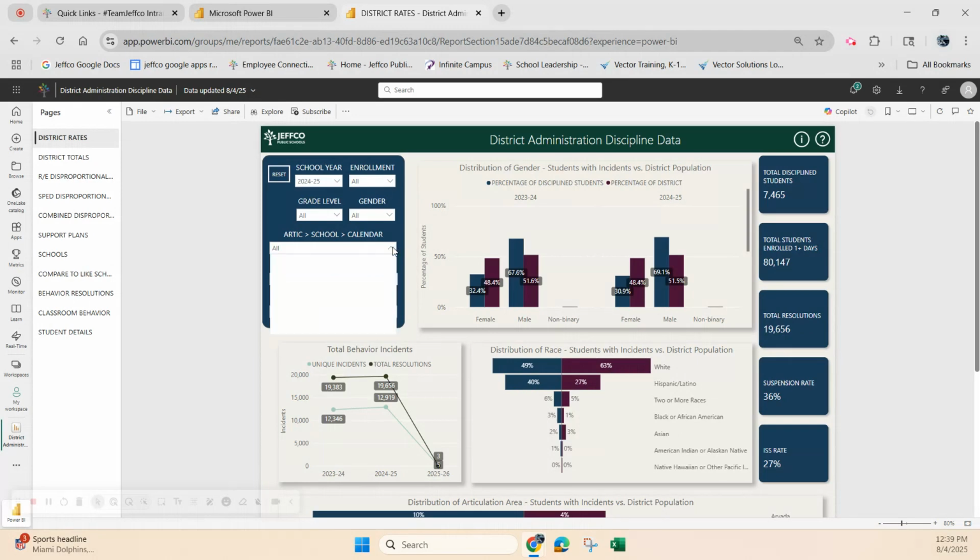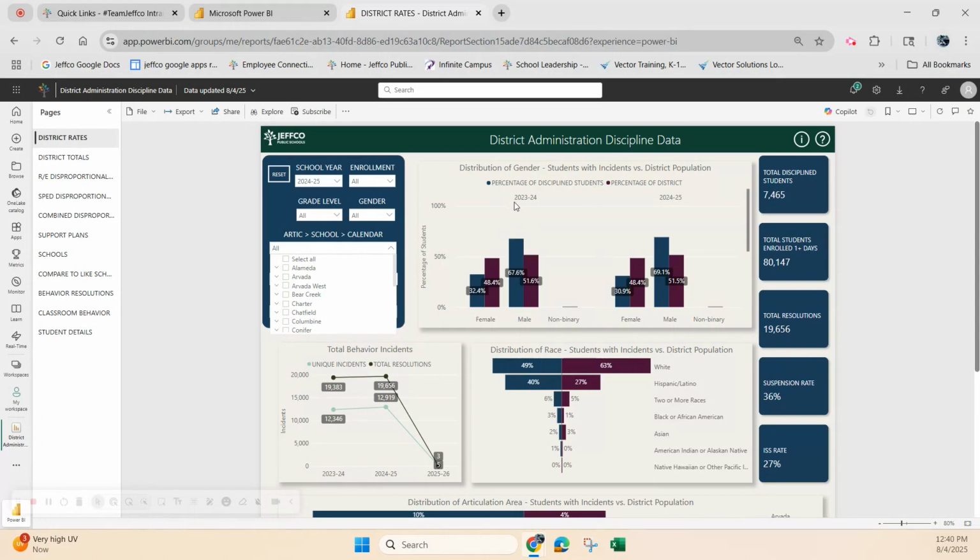You can sort here by articulation area and a specific school within that articulation area, and even a specific calendar. If your school has two separate calendars, like in this example, Alameda International has a 7th and 8th grade calendar, as well as a 9th through 12th grade calendar. Again, we're just looking at district data right now, so the numbers are going to be pretty big. And this is multi-year data.